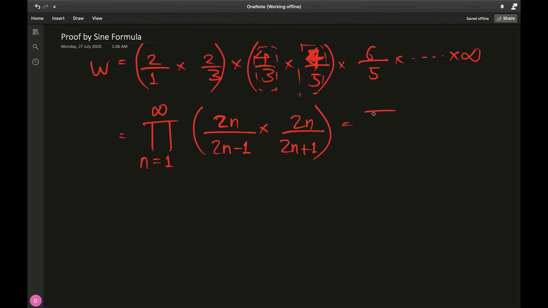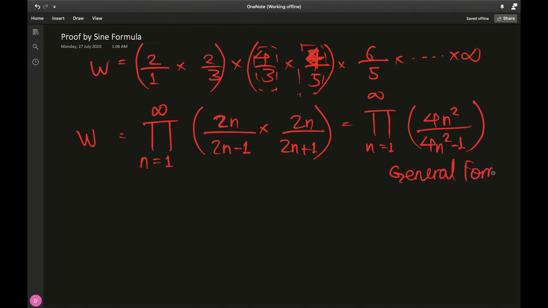And now, if it pleases you, let's find the product. So 4n squared divided by 2n minus 1 times 2n plus 1. We can use the difference of squares formula to get 4n squared minus 1, and that is exactly our Wallis product. Okay, after we've found a general form for our product, let's go on to evaluate it.